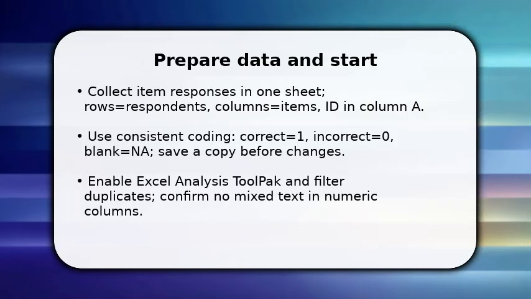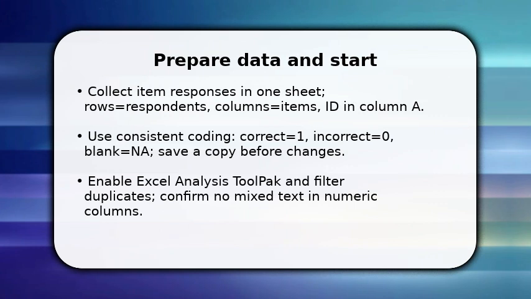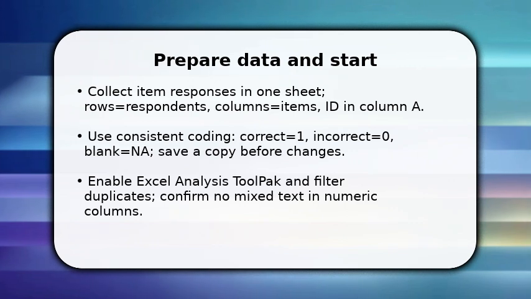You have clean response rows and item columns. Now begin. First, convert blanks to NA and ensure every item cell is numeric 0/1. Once done, create a new sheet called Scoring and paste the item matrix.